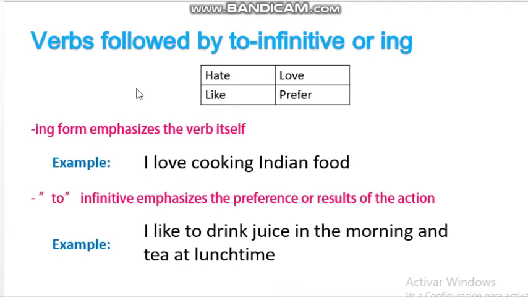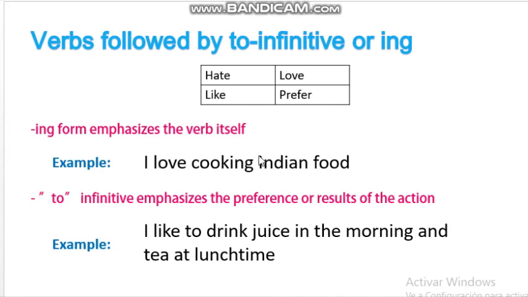Okay, now we have verbs followed by to infinitive or ing. These verbs could be with to infinitive or ing. It doesn't matter. But in some cases, it changes the meaning of the sentence. We are going to see. Ing form emphasizes the verb itself. Example, I love cooking Indian food. So it is emphasizing the verb love.